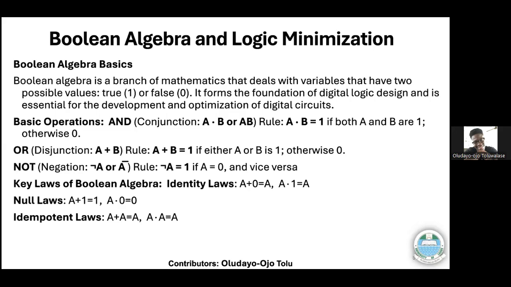Let's look at an example. If A is equal to 1 and B is equal to 0, then A and B equals 0, while A or B equals 1, and not A is equal to 0.